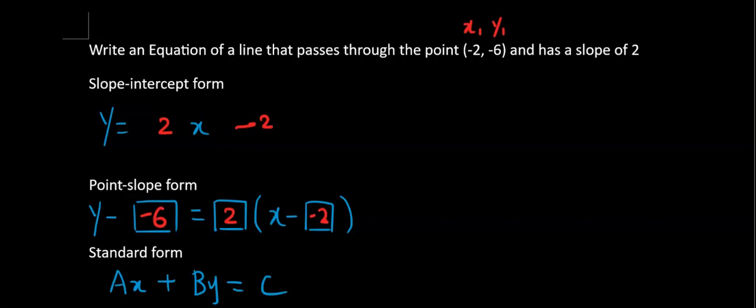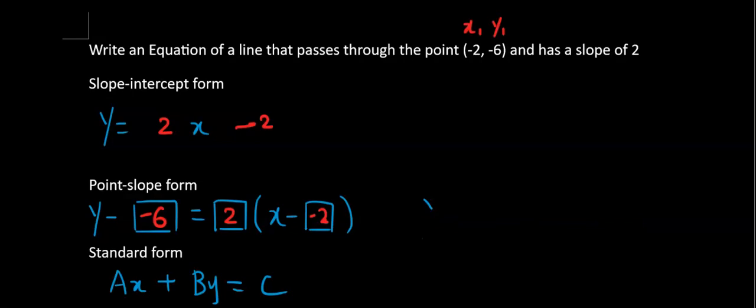Then I will simplify. Negative and negative gives us what? Positive. So we have y plus 6 equals 2 times, negative negative gives positive, x plus 2. We're done with point-slope form.